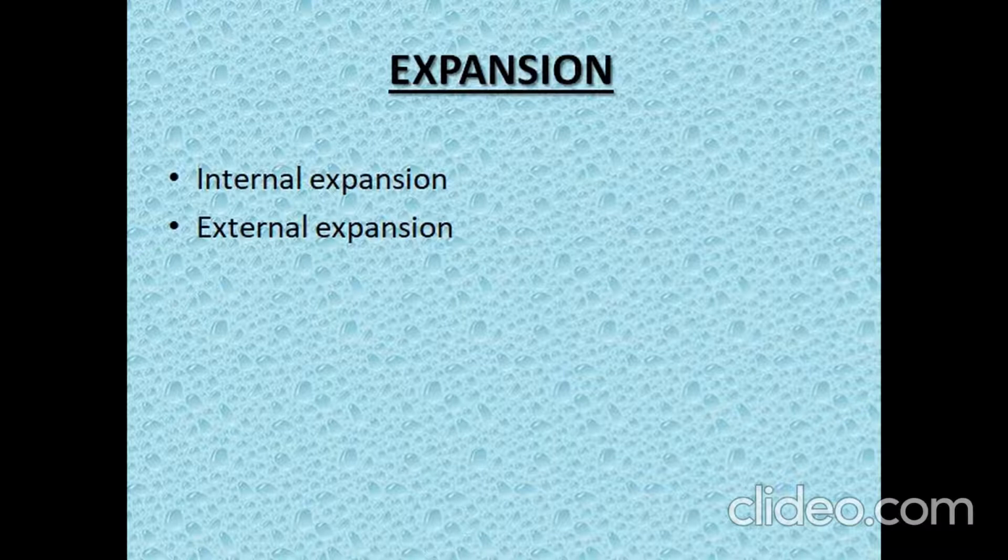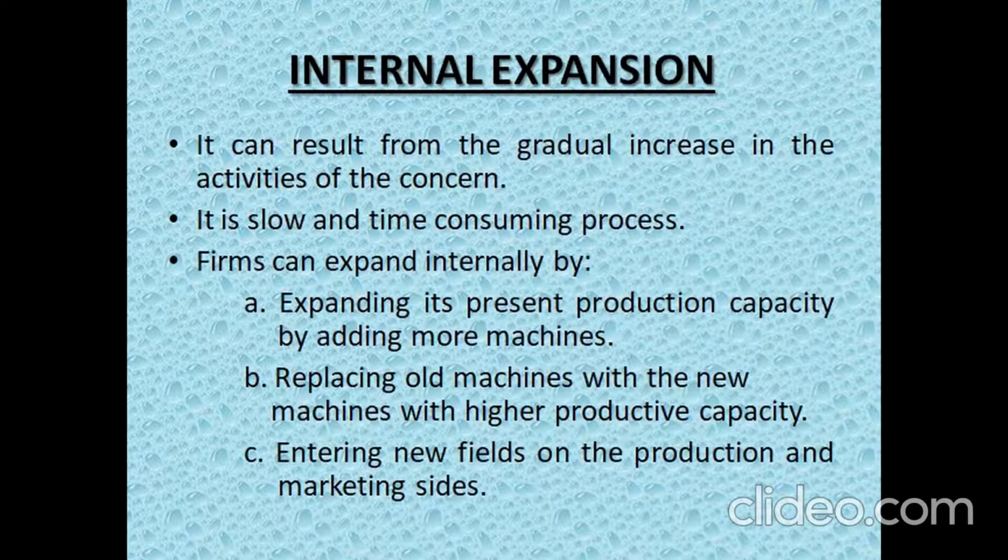Now expansion, we said growth is expansion. Now there are two ways in which a business can expand. First one is internal and the next one is external. We'll discuss both separately. So internal expansion. What is the meaning of internal expansion? Internal means it is expansion of the present production capacity.